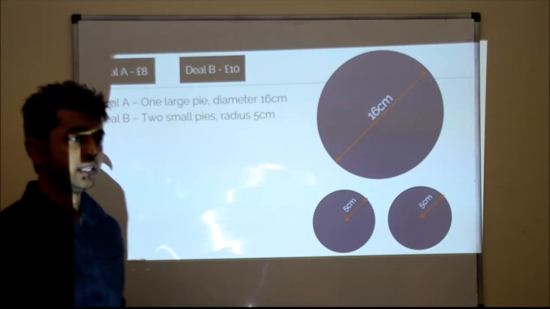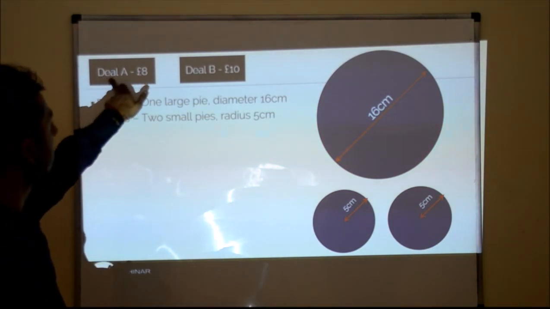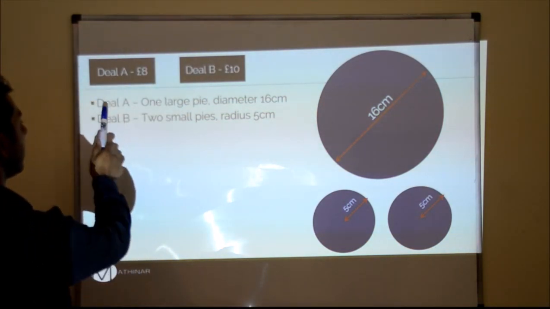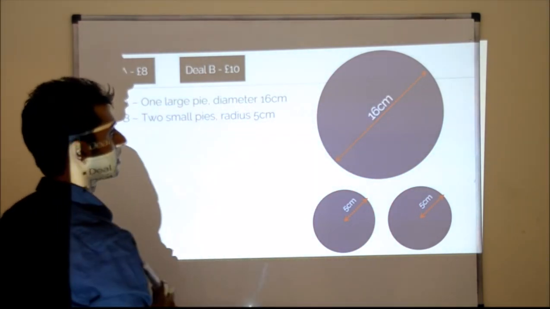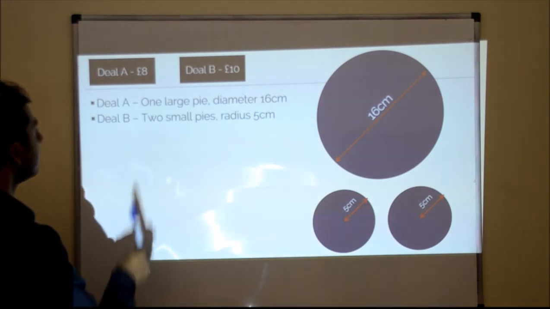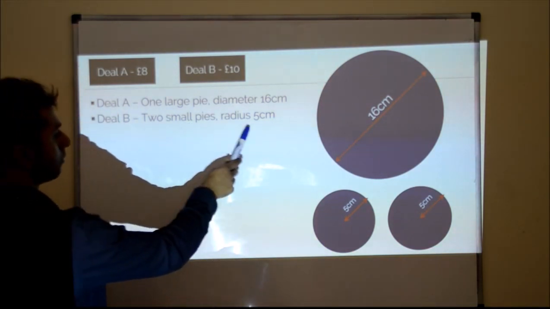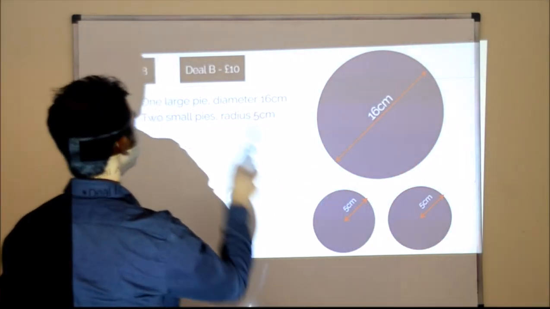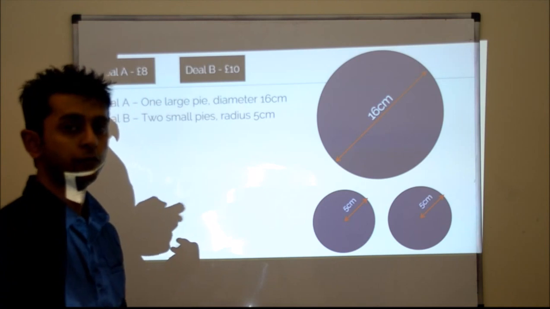In this example, we're looking at value for money. We've got a choice of two deals, deal A and deal B. Deal A gives us one large pie with a diameter of 16 centimeters. So here is our pie. And deal B gives you two small pies with a radius of 5 centimeters, and deal B costs £10. We want to know which of these is better value for money.